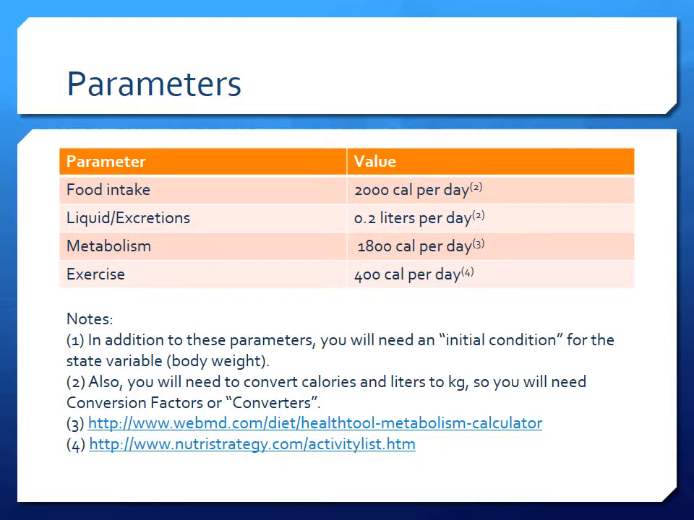First, notice that in addition to these parameters, you'll need an initial condition for the state variable. So you need to know where you're starting your stock, in this case, the body weight. Also, because you're dealing with different units, you will need to convert calories and liters to kilograms, which are the units of your state variable, of your stock. So you're going to need conversion factors or converters, and converters is common language for SD modeling.